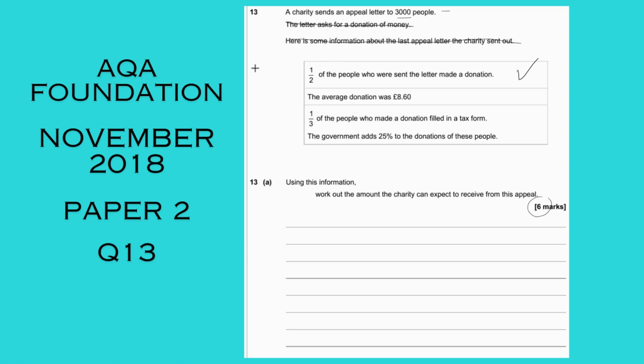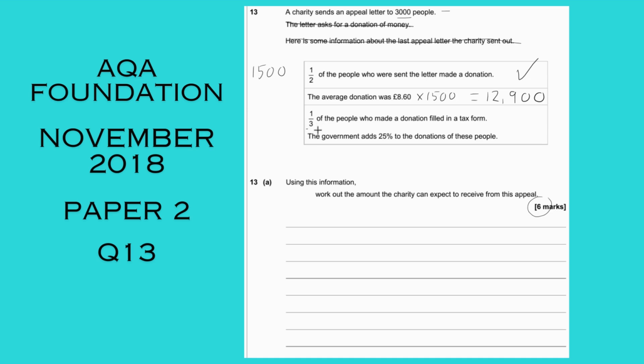Half of the 3,000 people make a donation. The average donation was that. So, again, notice, don't need to use all the lines. It's not an exercise in space filling. We can utilise the space up here. On your calc, take your £8.60, times it by 1,500, and we're getting £12,900.